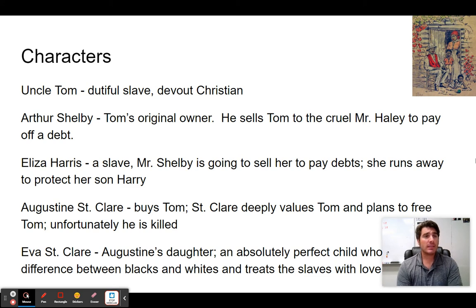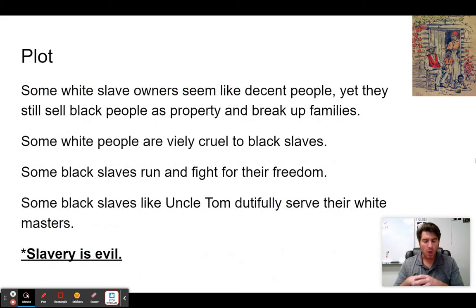And lastly, we have Eva St. Clair, which is Augustine's daughter. And she is described as this angelic beauty, this perfect child who sees no difference between blacks and whites. She treats the slaves with love and dignity. And of course, she also dies. There are more characters in the story, and I will be talking about some of them as we go through the plot here. But those are kind of the big important ones.